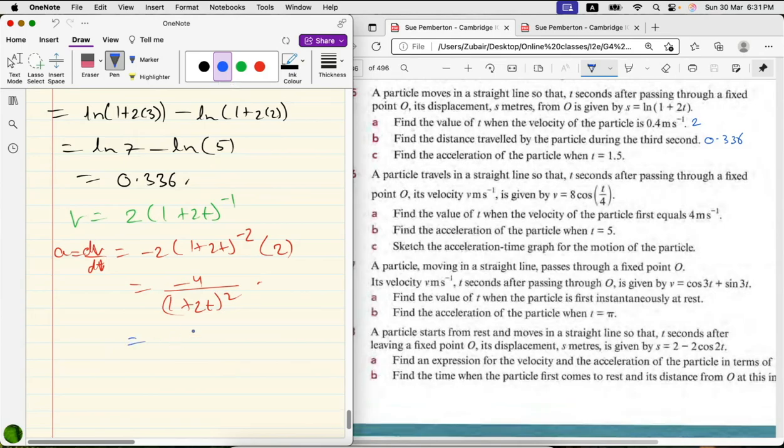Time is 1.5. 1 plus 2 into 1.5, squared. 2 into 1.5 is 3. 3 plus 1 is 4. 4 squared is 16. Minus 4 over 16 is minus 1 by 4, or negative 0.25 meters per second squared. This was question 5.